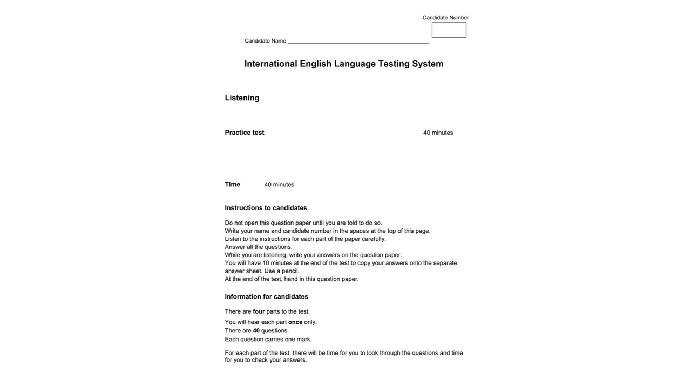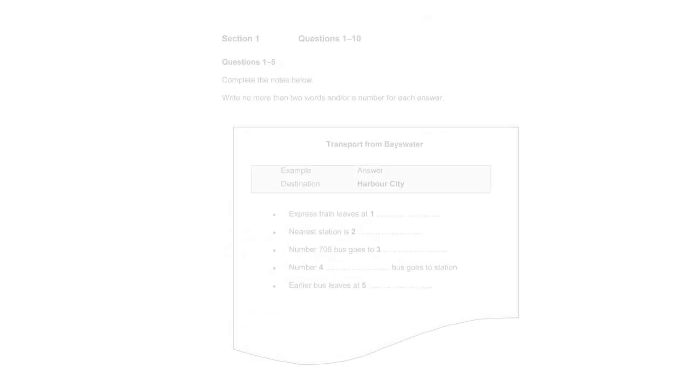Test 1. You will hear a number of different recordings, and you will have to answer questions on what you hear. There will be time for you to read the instructions and questions, and you will have a chance to check your work. All the recordings will be played once only. The test is in 4 sections. At the end of the test, you will be given 10 minutes to transfer your answers to an answer sheet. Now turn to Section 1.